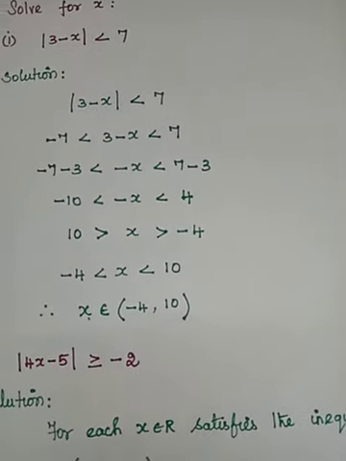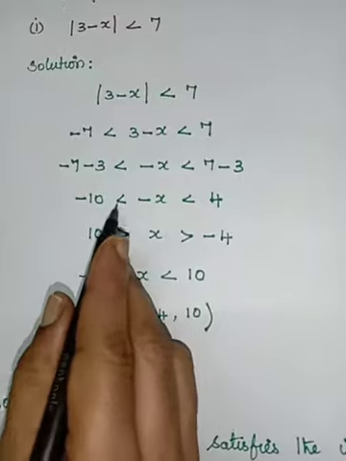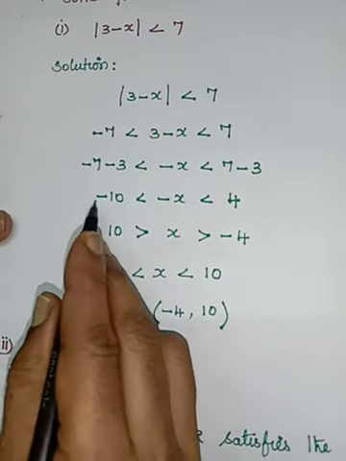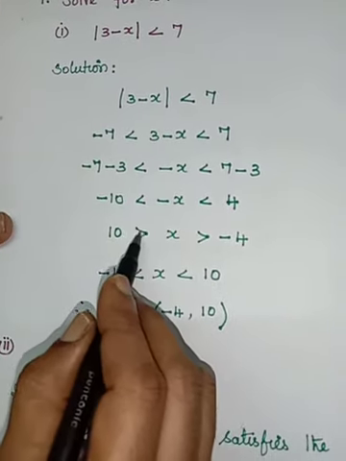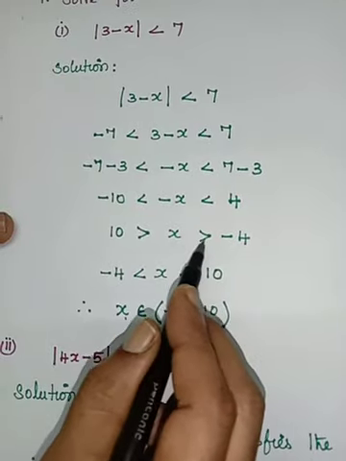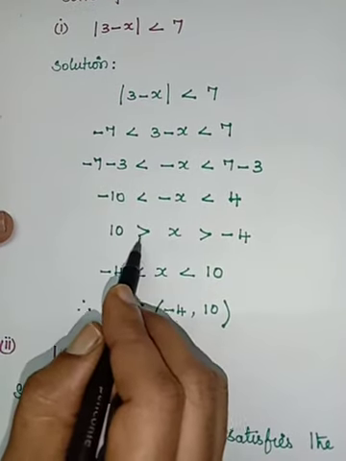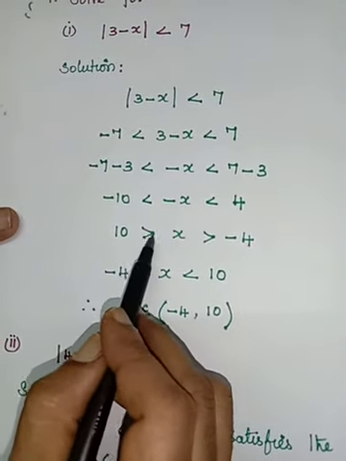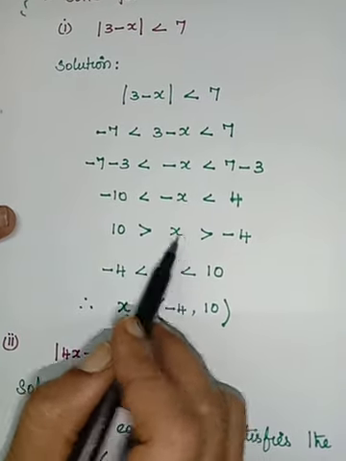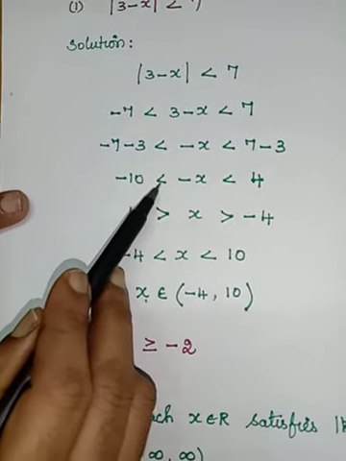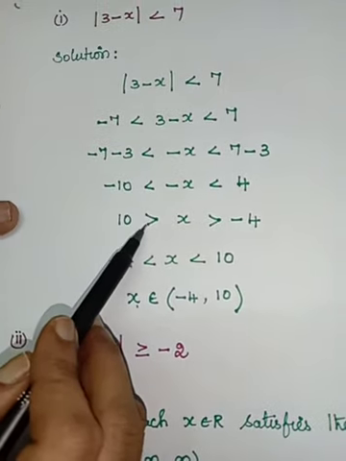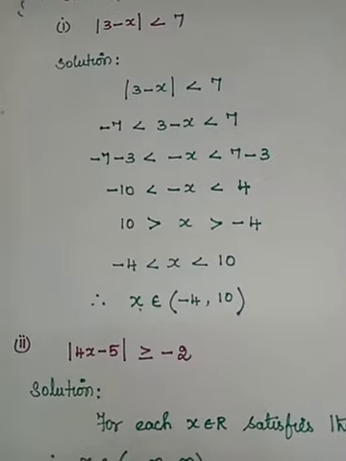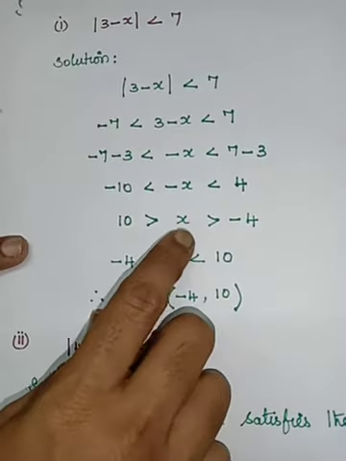You see the inequality. Here it is less than. So when it is divided by minus, your inequality will change. Okay. So this is the important point. When you divide it by minus, the inequality will change. So before that I had written less than. Here I have changed it to greater than. Okay. 10 is greater than x.